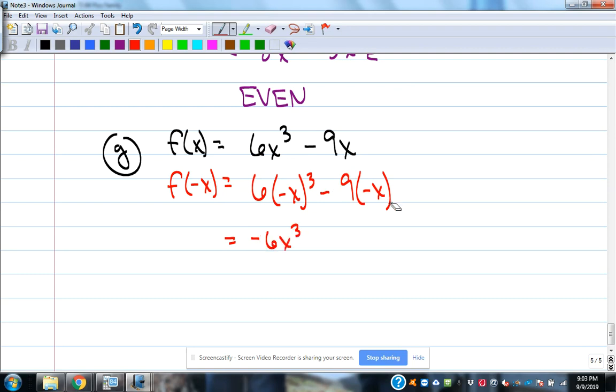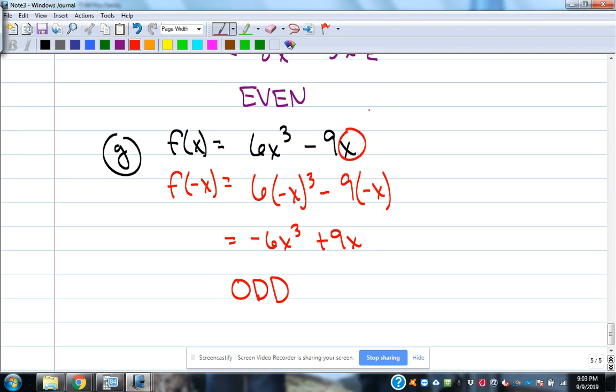What's negative 9 times negative x? Positive 9x. What is that in relationship to the original? It's the opposite. Everybody changed signs. If everybody changes signs, that means you're the opposite, and that means you're odd.